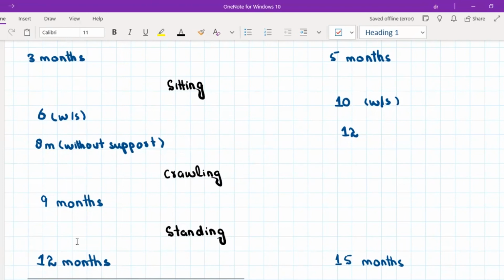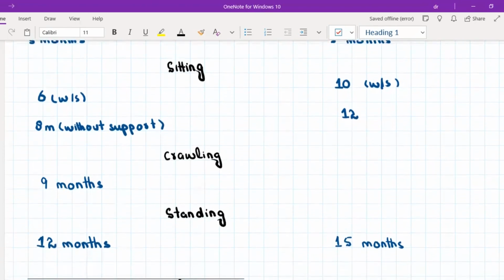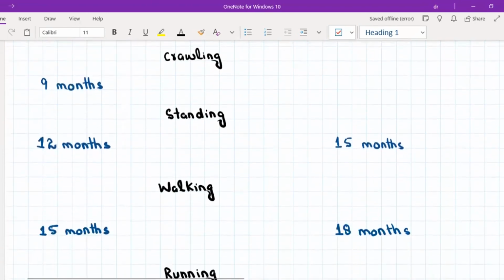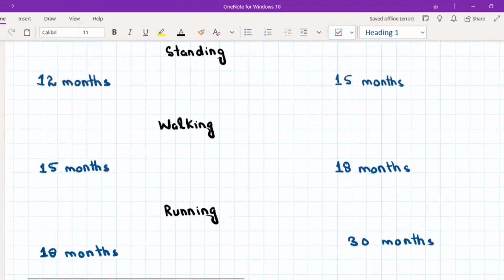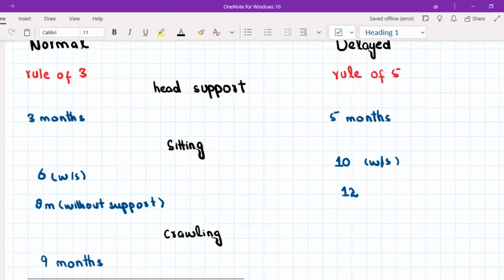And then at 12 months, the baby is able to stand. And then at 15 months, the baby is able to walk. And then basically at 18 months, the baby starts running. So these are multiples of three. Head support at 3 months, then sitting at 6 months, then crawling at nine, then standing at 12, then walking at 15, and running at 18. All of them are multiples of three.